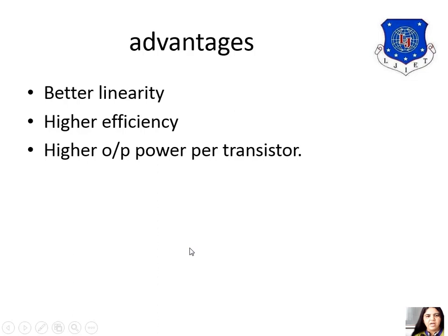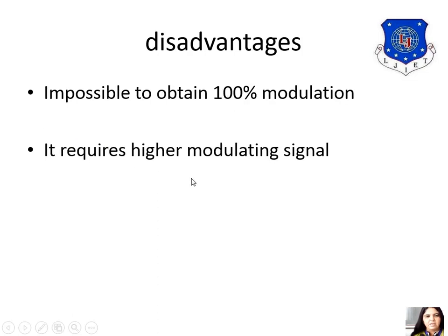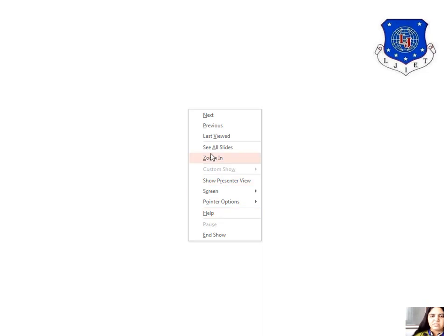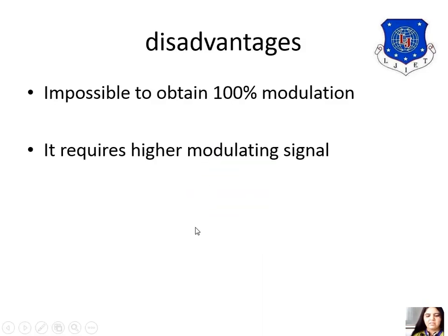The advantages of the high level modulator are better linearity, higher efficiency, and higher output power per transistor. The disadvantages are that it is impossible to obtain 100% modulation, and it requires a higher modulating signal power. So this way the high level modulation works, and it produces the output for us.